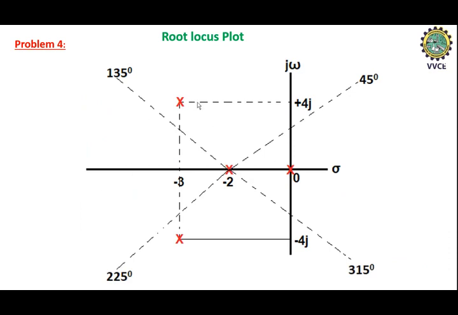Next, let us draw the final root locus. All the poles are already located and the angles of asymptotes are already marked. You need to mark the centroid, that is minus 2 only. The breakaway point is minus 0.898, that is in between 0 and minus 2. And the intersection points on the imaginary axis are plus 2.5j and minus 2.5j. So next I need to plot the root locus.